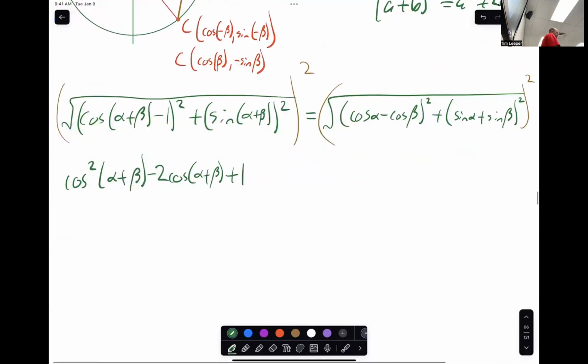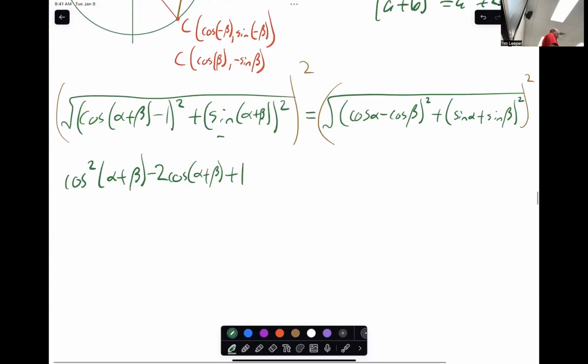And over here, notice that sine of alpha plus beta all squared. This is just one term, squaring, so I'm just going to bring the square inside, making that sine squared of alpha plus beta. Good. That's the left-hand side.